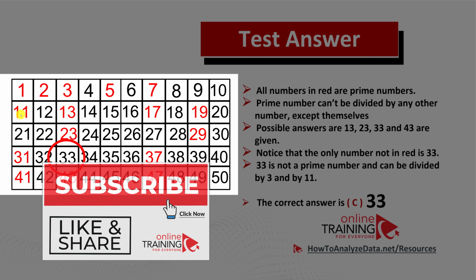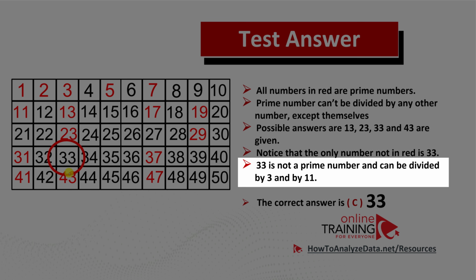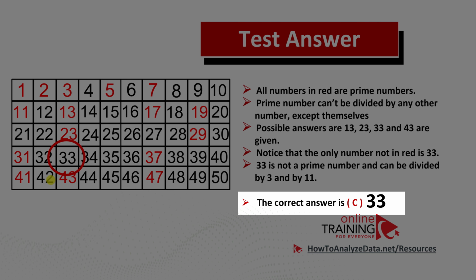Out of all the numbers presented in the question, 33 is not a prime number, because 33 can be divided by 3 and also can be divided by 11. So the correct answer here is choice C, 33.